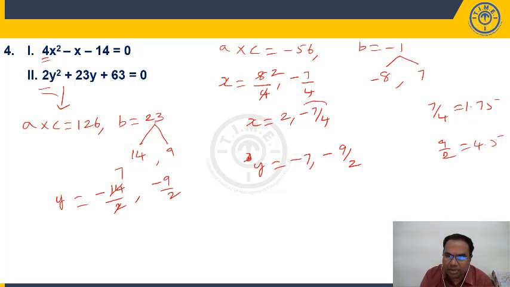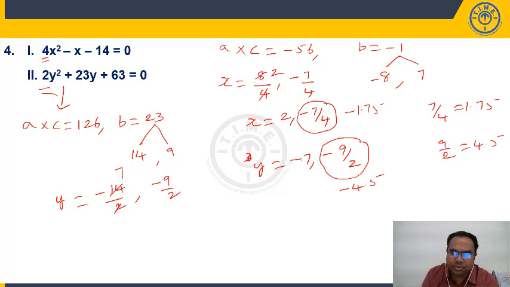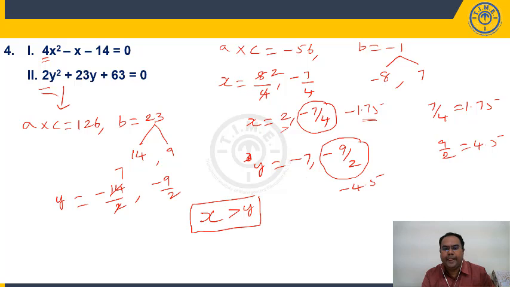So obviously this is minus 1.75 and this is minus 9 by 2, which is minus 4.5. Now x is a positive number, it is obviously greater than a negative number. If you take minus 1.75, minus 7, negative numbers, the smaller value will be greater than this. So both the roots of x are greater than y. X is greater than y, it is present in the second option.